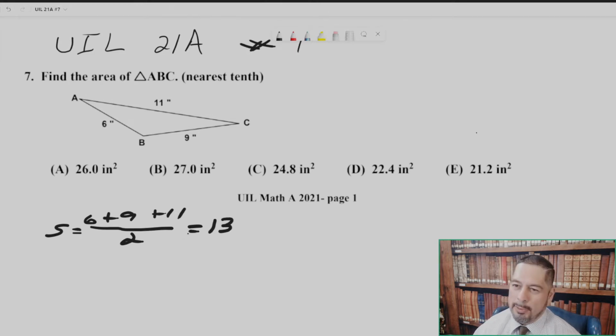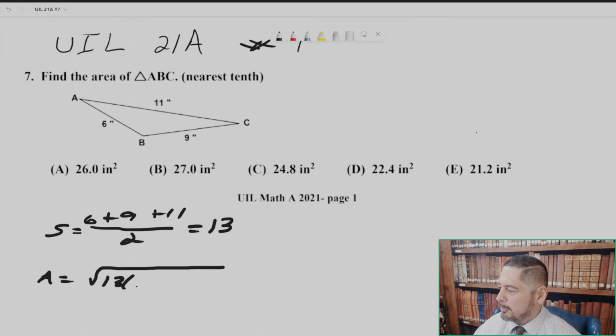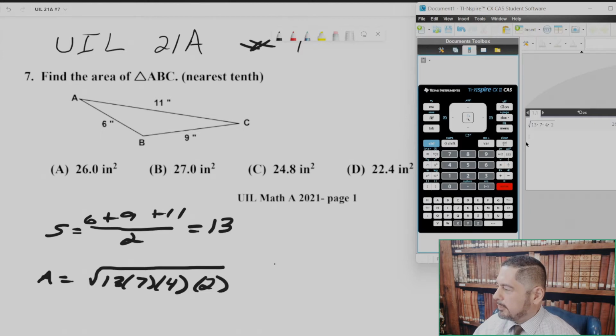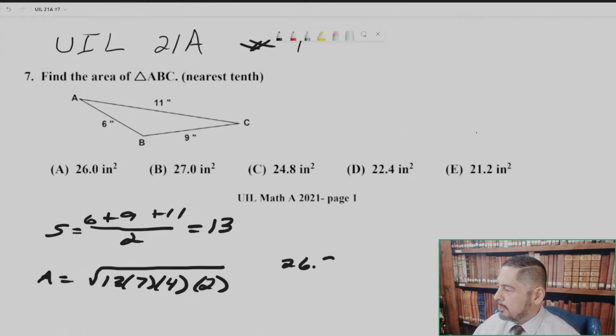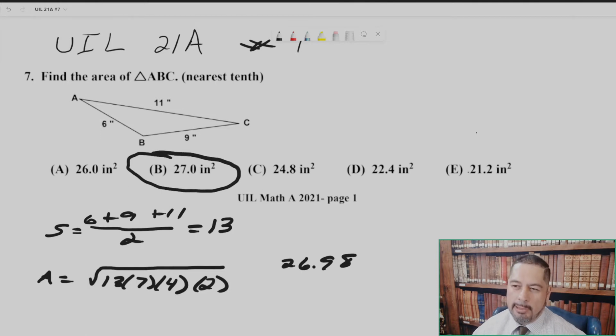Now, some people, it's an interesting programming problem. Maybe you'd want to program it. I mean, it kind of begs for a program to be written, but it's not that hard to do some of these quickly by hand. And so the area is equal to the square root, and we simply plug in the numbers of 13 times 13 minus 6 is 7, times 13 minus 9 is 4, times 13 minus 11 is 2, and we plug this into the calculator. 26.98, which to the nearest tenth is 27.0.